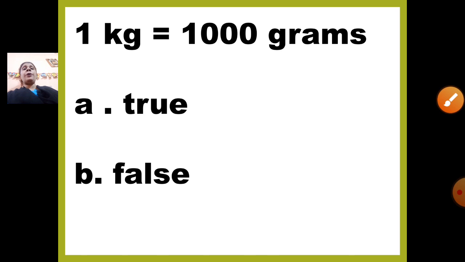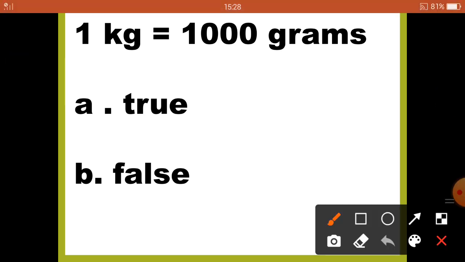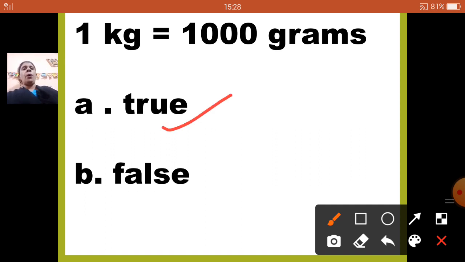1 kg is equal to 1000 grams. Option A, true. Option B, false. 1 kg, that is 1 kilogram, is equal to 1000 grams. Now children, tell me, it is true. 1 kg is equal to how many grams? 1000 grams. That means this is correct. Yes. So for correct, what we are going to write? True. 1 kg is equal to 1000 grams.